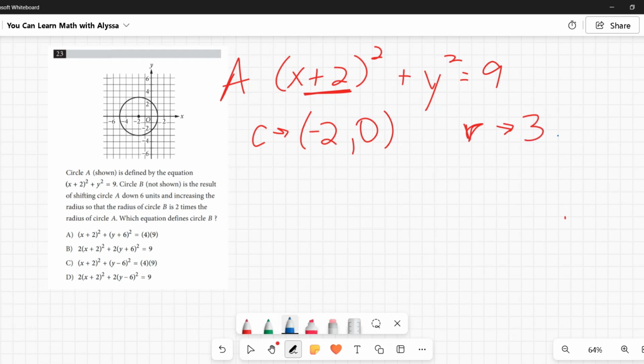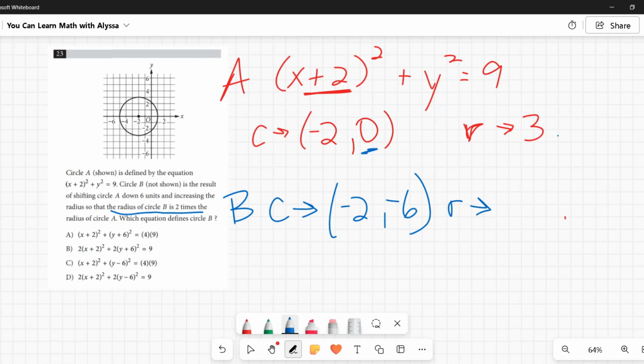Now they want us to write the equation for circle B. To do that, I need to know the center of circle B and the radius of circle B. Then I can write that equation. We are told it is the result of shifting circle A down 6 units. So the x value doesn't change. The center is just going down 6 units. So the x stays the same, but this 0 is going to go down 6 to −6. And it says the radius of circle B is 2 times the radius of circle A. Well, the radius of circle A was 3, so 2 times that would be 6. Now I have all the information I need to write the equation of circle B.